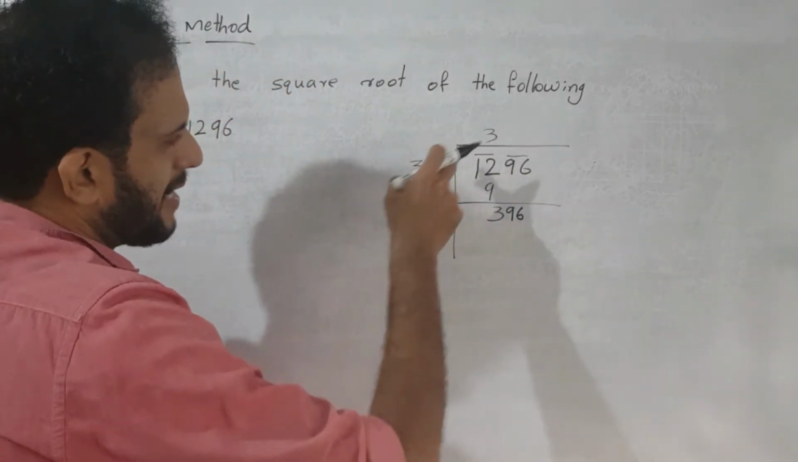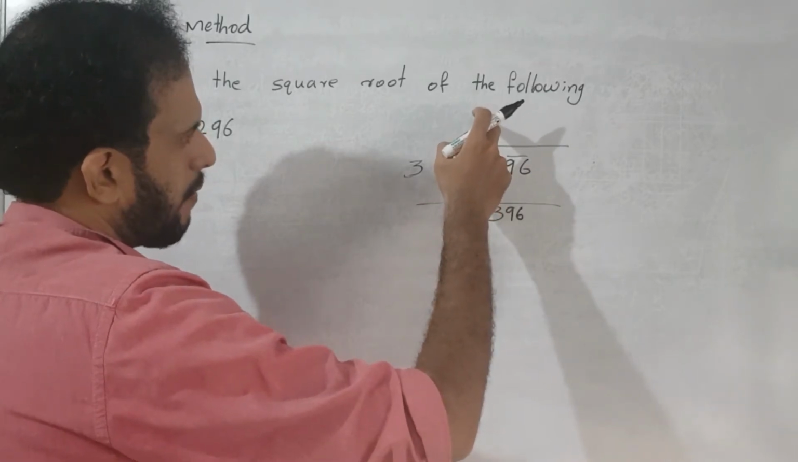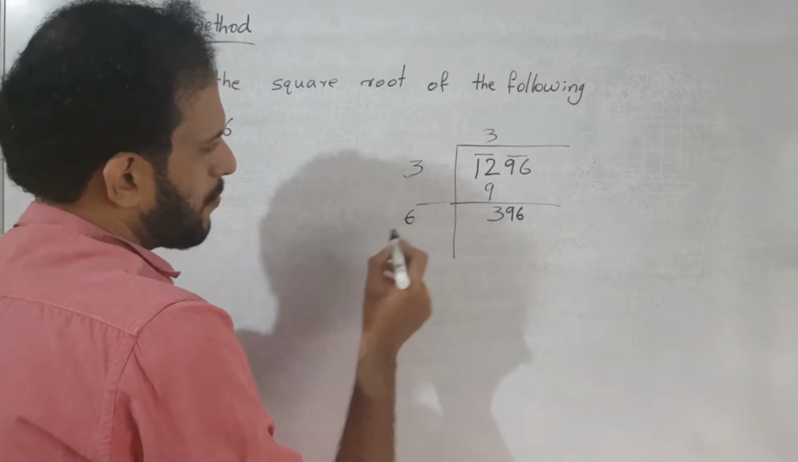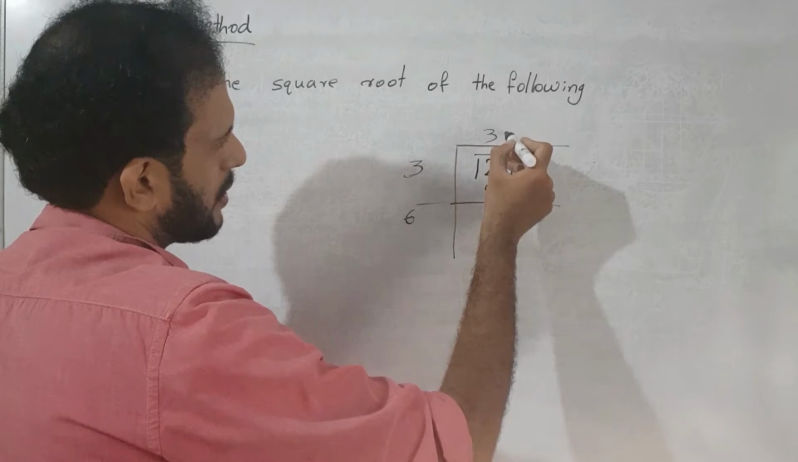Then what is next? Next we want to take the double of the quotient. What is the double of the quotient? 3 double is 6. The next we want to choose one digit here. The same digit we also want to choose in the quotient.